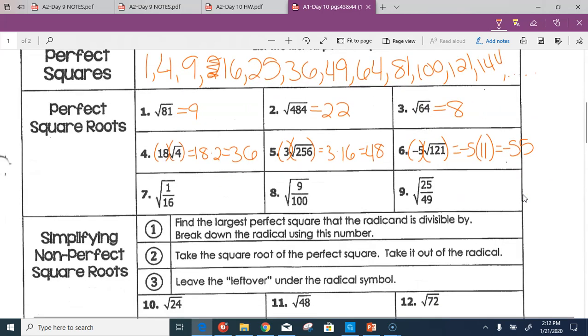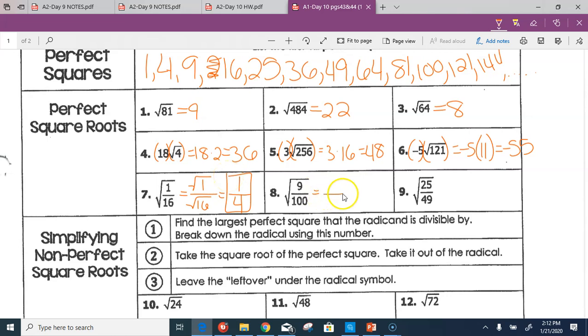Our next 3 examples are perfect squares in fraction form. If they give it to you in fraction form, I want your answer in fraction form. The trick is you square root the numerator, and then you square root the denominator, and then rewrite your fraction. The square root of 1 on top is 1. The square root of 16 on the bottom is 4. So 1/4 is my answer.